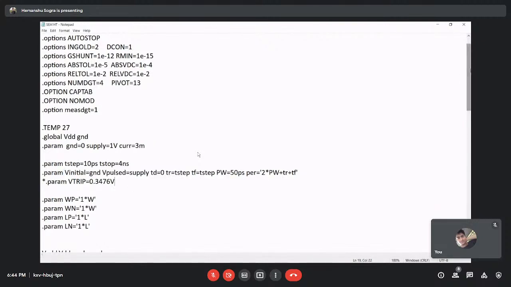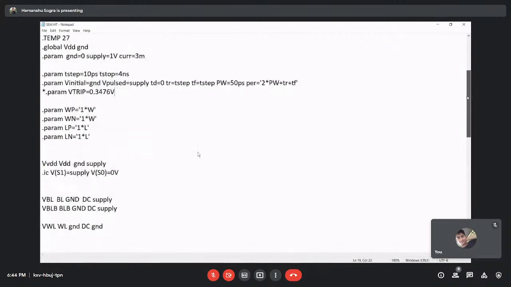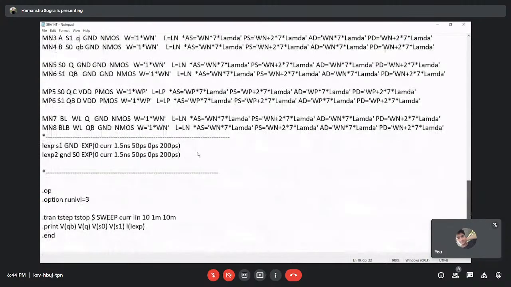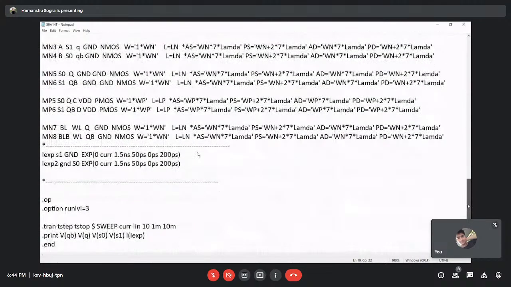Go down a little bit. Let me see. Is it not there? Go down a little bit. No, it's not there. Because you are not measuring delay here. When you measure the delay, that time you give the pulse waveform. Okay, it's not here. Any doubt? Anyone has any doubt?